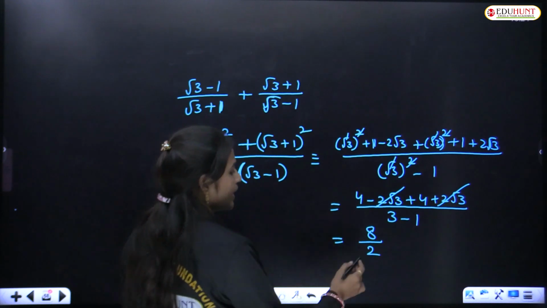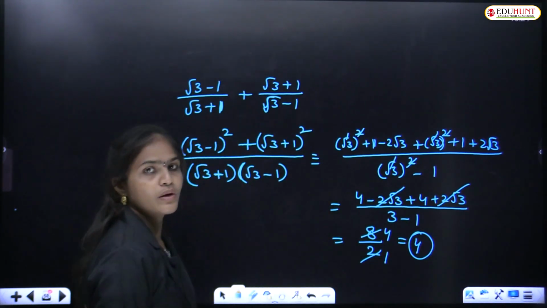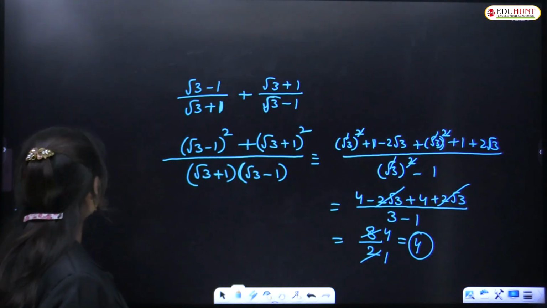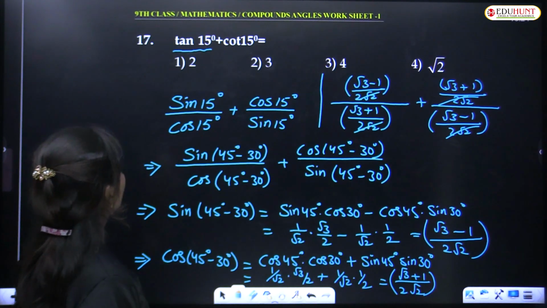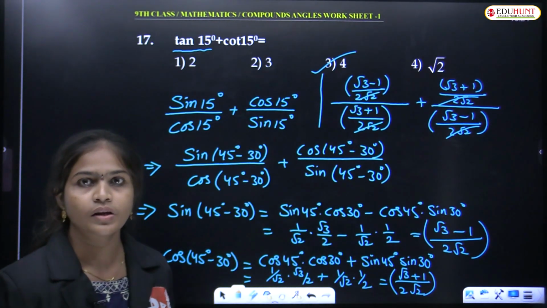Okay, so 8 by 2, 2 fours. So the answer is 4. So what is the answer here? Answer is 4. Okay, so here answer is option 3. Answer is 4.